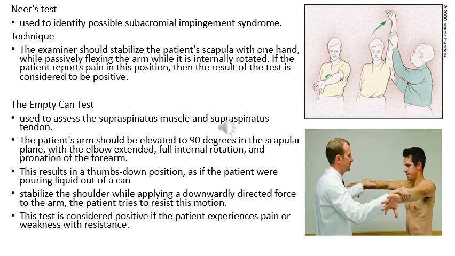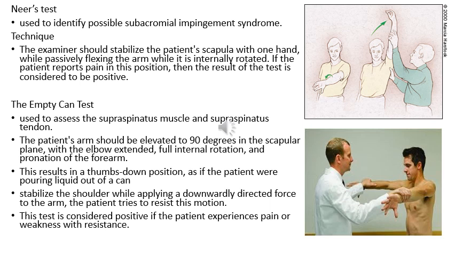Then another one is the empty can test. The action is similar to emptying a can. It's used to assess the supraspinatus muscle and the supraspinatus tendon. The patient's arm should be elevated to 90 degrees in the scapular plane with the elbow extended and in full internal rotation and pronation of the forearm, exactly as shown in the picture. This results in a thumbs down position, as if the patient were pouring liquid out of a can.